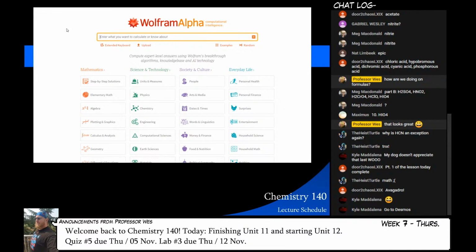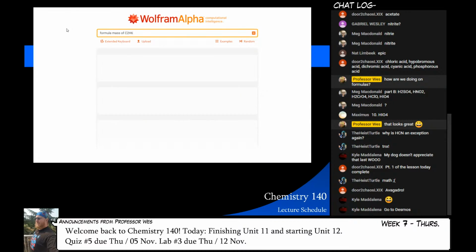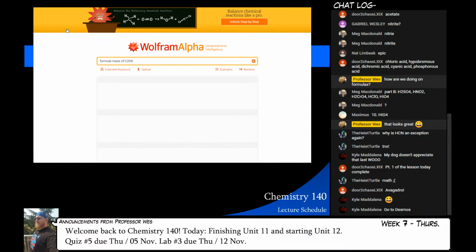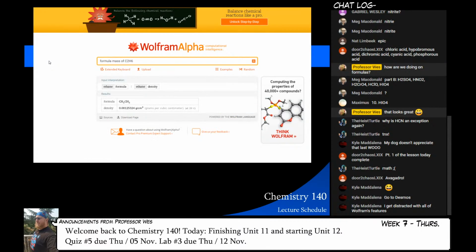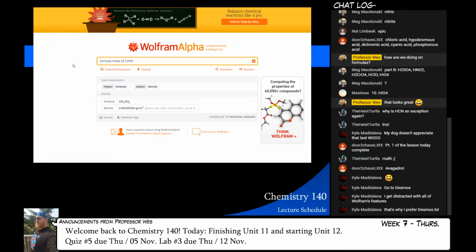Like, it could probably tell you the formula mass of C2H6. I don't know, we'll do that. Give me the density. That's not what I wanted. But there's a bunch of interesting stuff on here. Yeah, Wolfram has a lot of features, so you might not want all of those features.